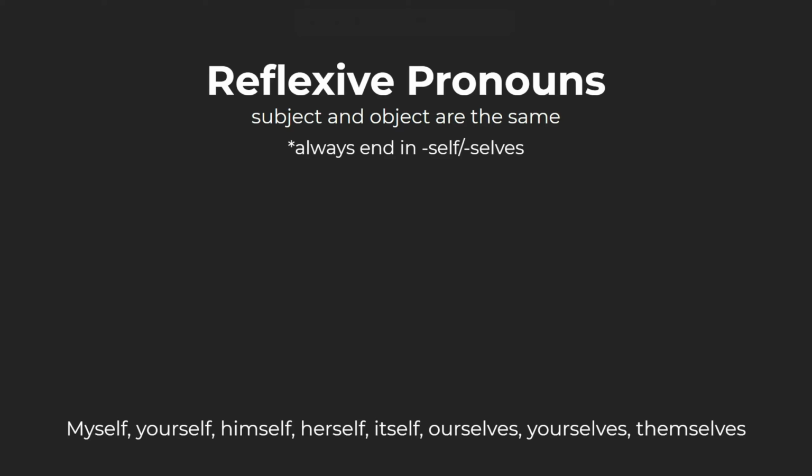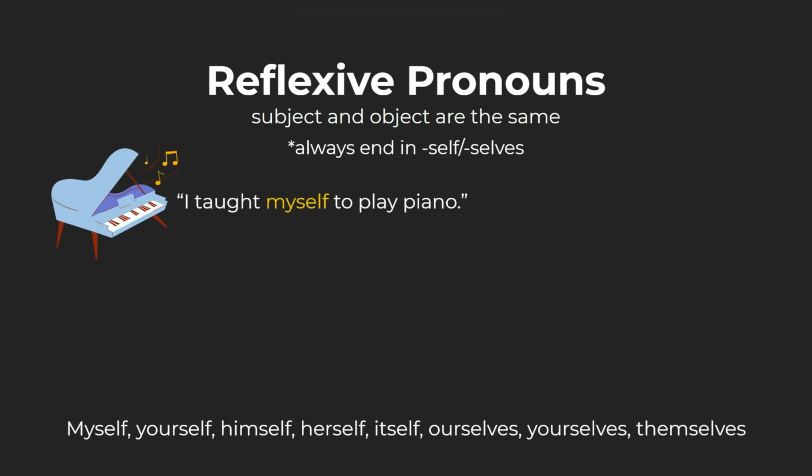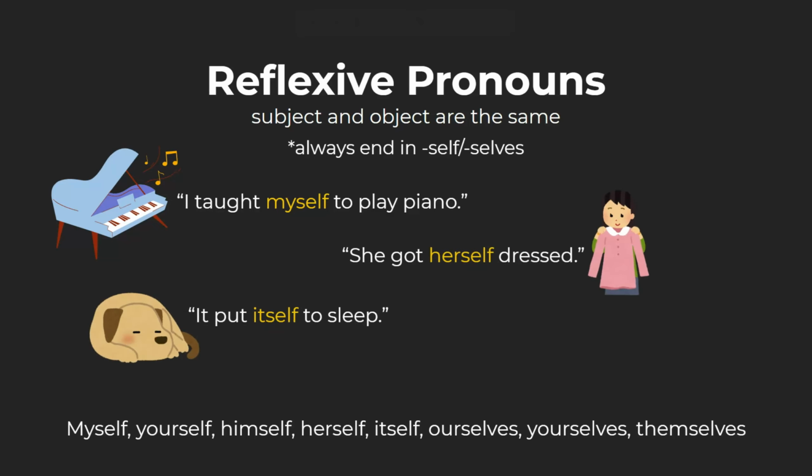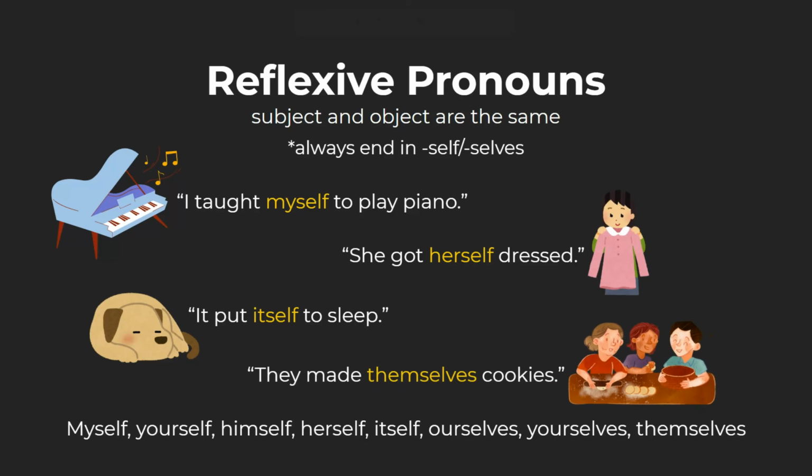So you might say, "I taught myself to play piano." In this sentence, you're both the subject and object of the sentence, as you're the one teaching and the one being taught. Other examples include, "she got herself dressed," "it put itself to sleep," or "they made themselves cookies."